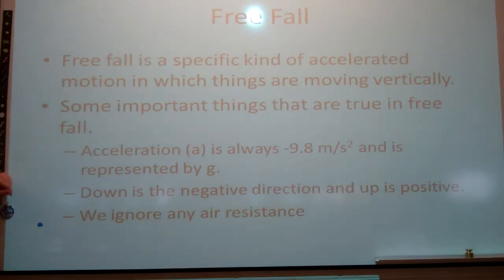Alright. Free fall is a specific kind of accelerated motion. So, motion when things are moving vertically by themselves through the air. So when I throw this up and down, that's free fall. It's free fall when it's going up and when it's coming down. Does that make sense? So it's not just something falling, it's something moving vertically through the air. So important things, acceleration is always negative 9.8 meters per second squared. It's represented by lowercase g. The nice thing about that is you always know acceleration in free fall problems. So if we're talking about something thrown up or down off a cliff, you know what the acceleration is. Down is going to be our negative direction, and up is going to be our positive direction. And we're going to ignore any air resistance for now. We'll pick up air resistance later on in the year, but for right now.